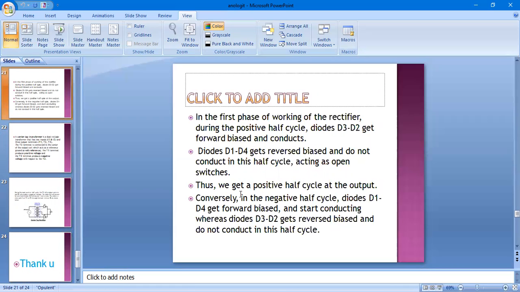In the first phase of the working of the rectifier, during the positive half cycle, diodes D3 and D2 get forward biased and conduct. Diodes D1 and D4 get reverse biased and do not conduct in this half cycle, acting as open switches. Thus, we get a positive half cycle at the output. Conversely, in the negative half cycle, diodes D1 and D4 get forward biased and start conducting, whereas diodes D3 and D2 get reverse biased and do not conduct in this half cycle.